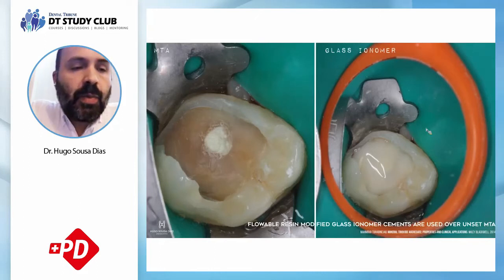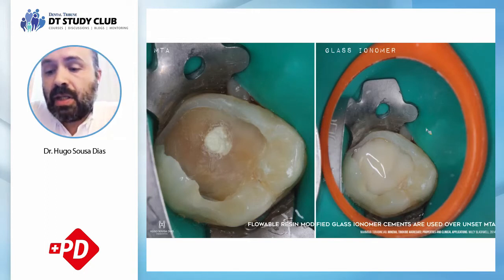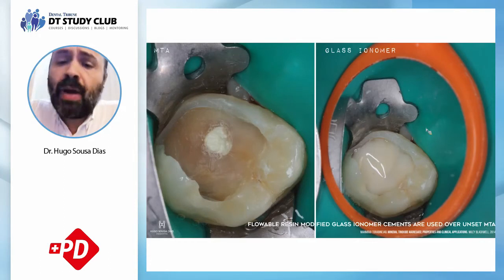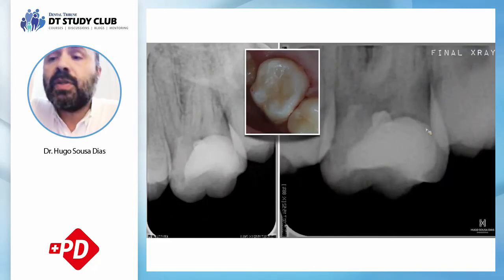After the pulp capping with the MTA, I'm going to use a flowable resin modified glass ionomer cement over my unset MTA just to protect my MTA layer. After that, I'm going to do my final restoration. It's very important, and it has a direct influence on the outcome, to have the final restoration in the same appointment.